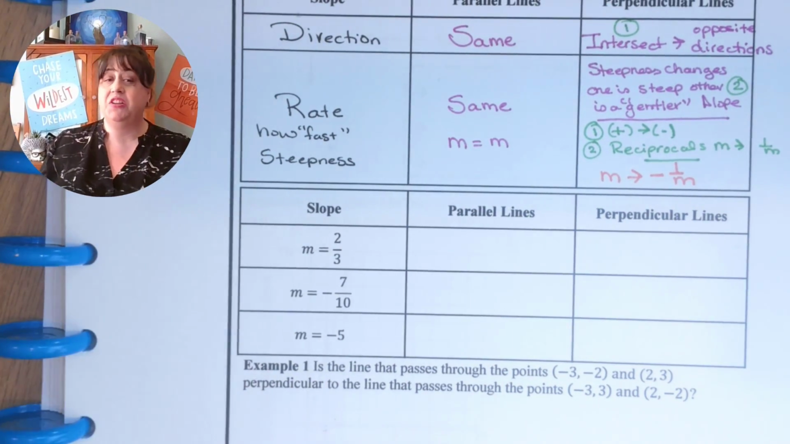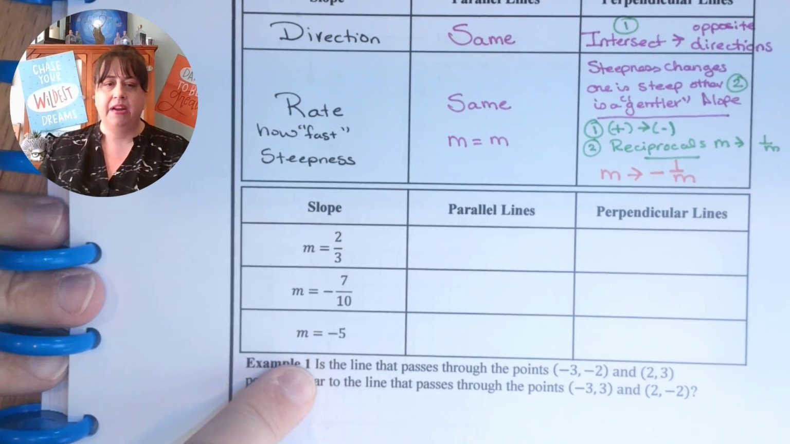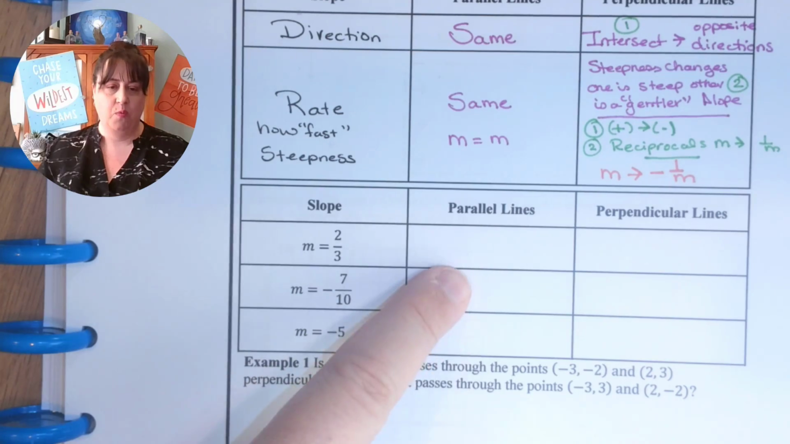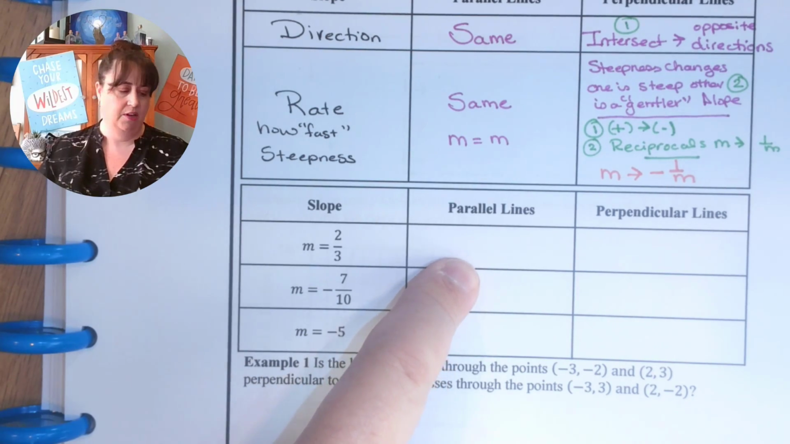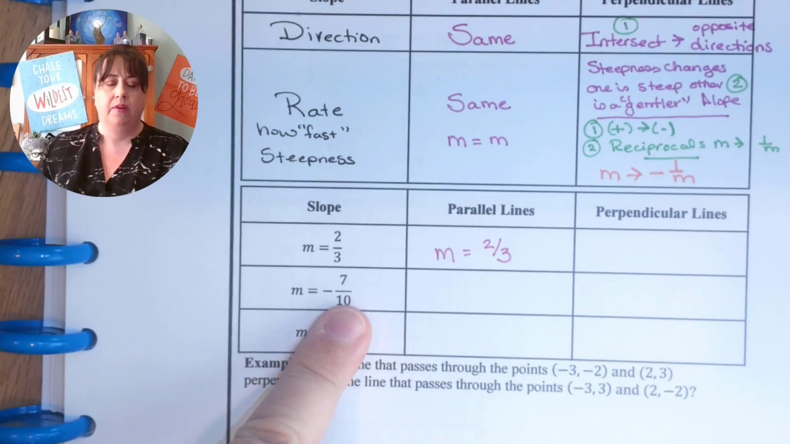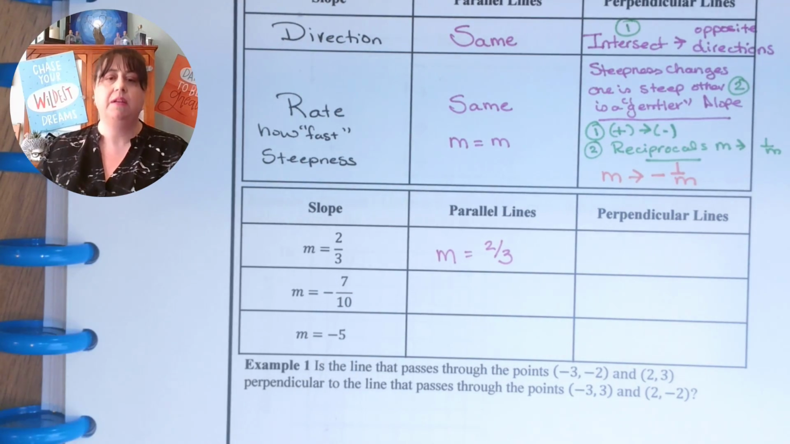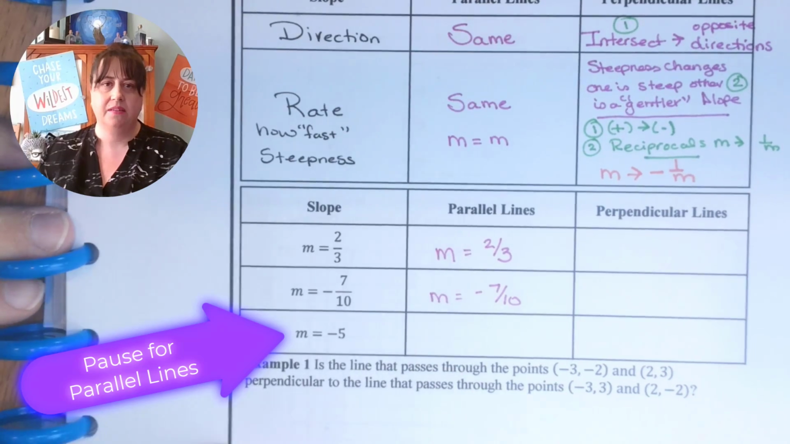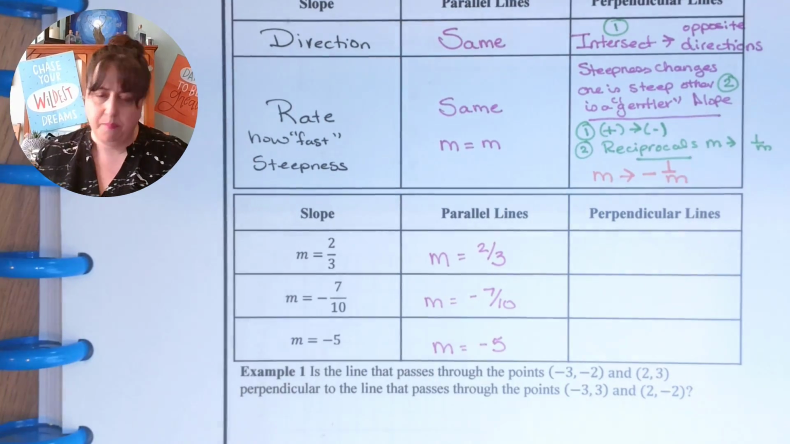So let's just look at this. I have a line right here. I have a line with these slopes. The parallel one, what's the new slope? Well, the new slope is exactly the same. Here's the line. What's the parallel line? It's exactly the same. Your turn. Pause and come back. Perfect.